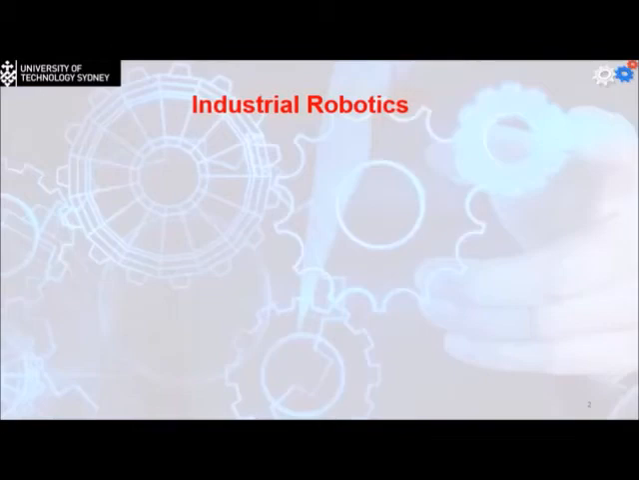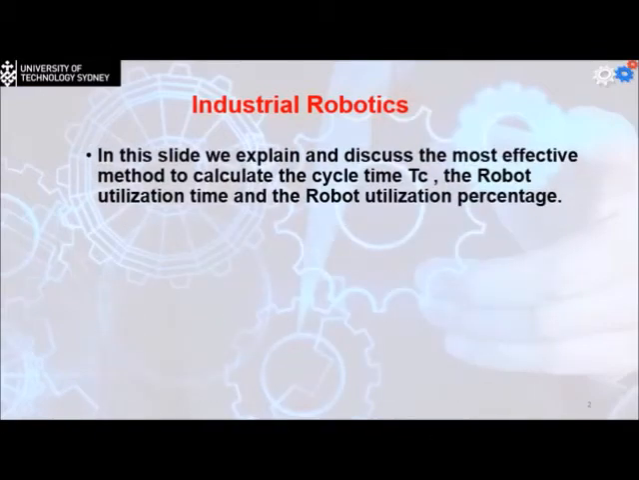So first we are going to start with the industrial robotics, and in this slide we are going to explain and discuss the most effective method to calculate the cycle time Tc, the robot utilization time and the robot utilization percentage. So this was question number 2 in assignment number 6.